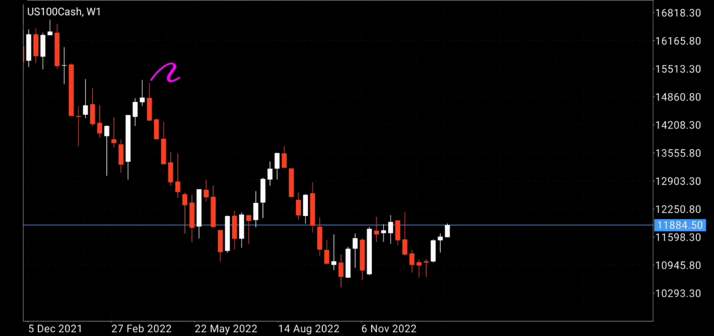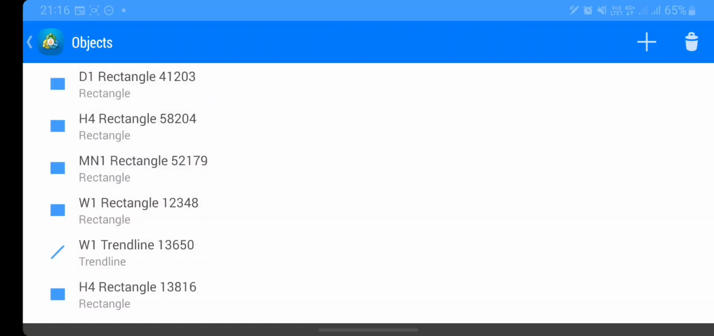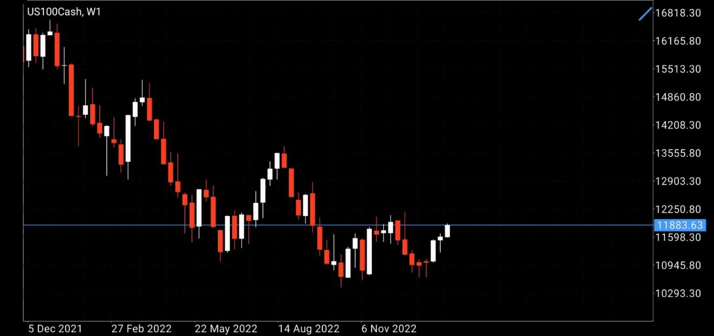And when you go down to the weekly, you will still find more or less the same structure, because we are still very much bearish on this time frame.